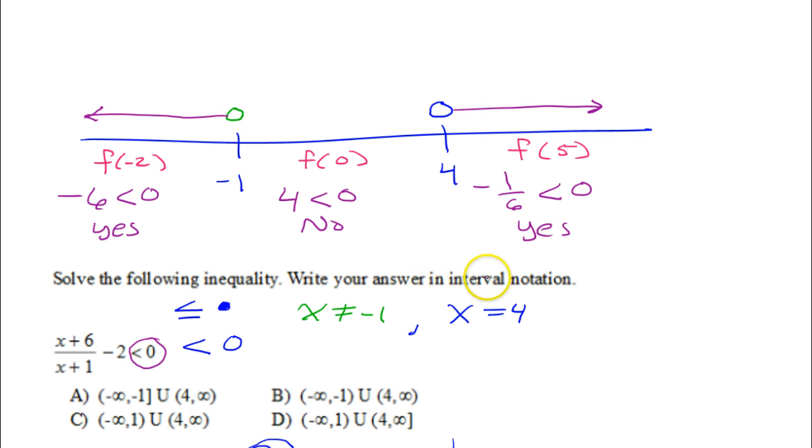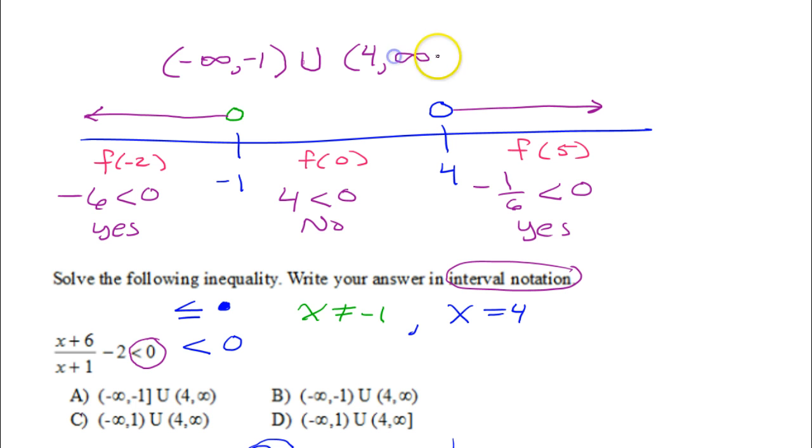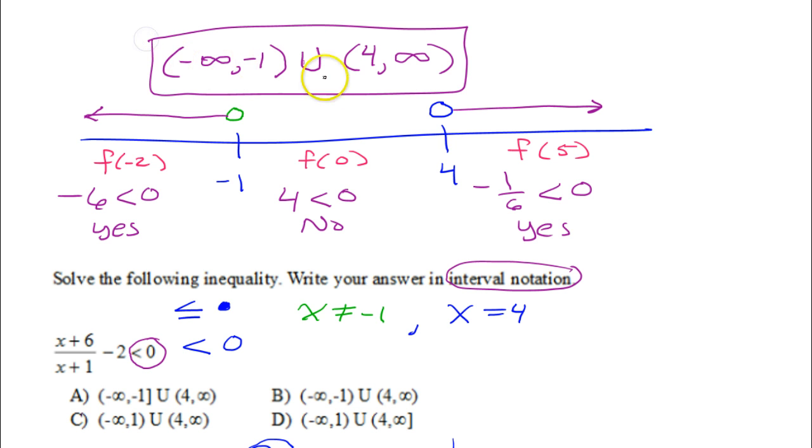But we want to write our answer in interval notation. So this first interval is from -infinity to -1. Use round parenthesis again to show that this point is not included. Union, and the second interval goes from 4 to infinity. And again, use round parenthesis to show that the 4 is not included either. Open circle. Alright, so that is the solution set in interval notation.